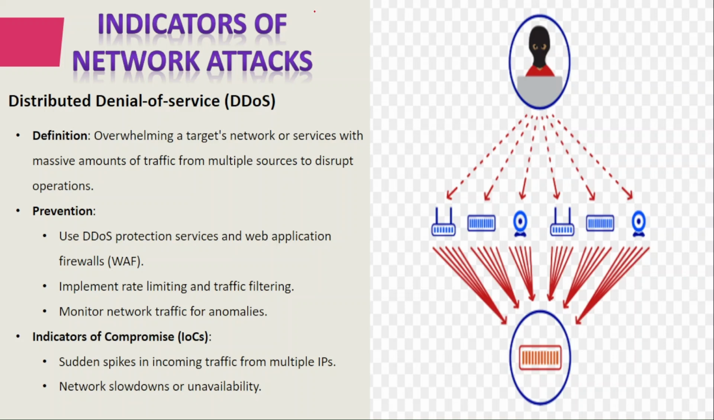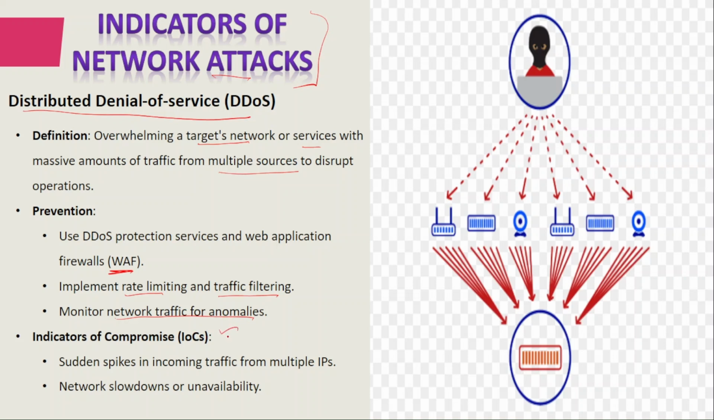So now some of the indicators of network attacks, and the first one is DDoS or distributed denial of service attack. So it is overwhelming a target's network or services with massive amount of traffic from multiple sources to disrupt operations. And prevention include using DDoS protection services and web application firewall that is WAF, implementing rate limiting and traffic filtering, and monitoring network traffic for anomalies.